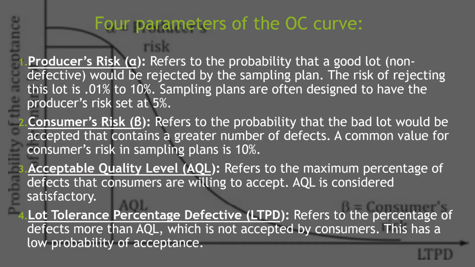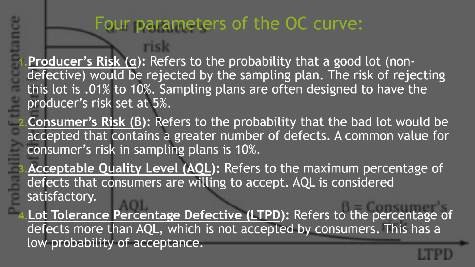The first one is the producer's risk or the alpha. This refers to the probability that a good lot or non-defective lot would be rejected by the sampling plan. The risk of rejecting this lot is 0.01% to 10%. Sampling plans are often designed to have the producer's risk set at 5%. The next one is the consumer's risk or beta. This refers to the probability that the bad lot that contains a greater number of defects would be accepted. A common value for consumer's risk in a sampling plan is 10%.